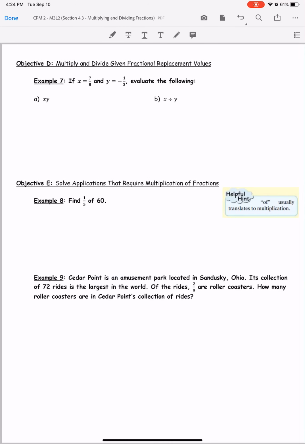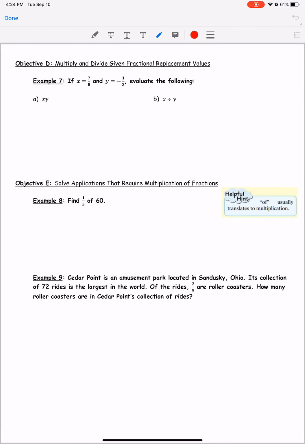All right, and last page. It says, if x equals this and y equals this, evaluate the following expressions. Well, what's going on between this x and this y? They're being multiplied, so we're going to multiply. So x is 7 over 8, so we got 7 over 8 times my y is negative 1/3.